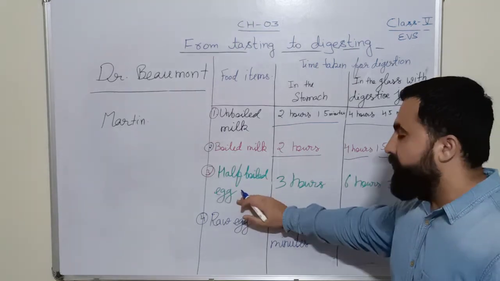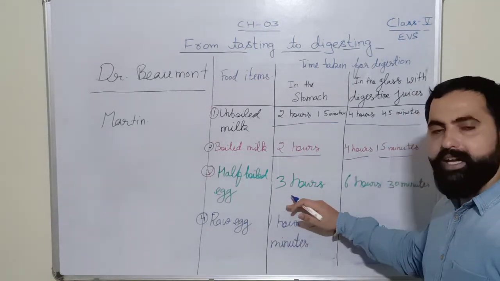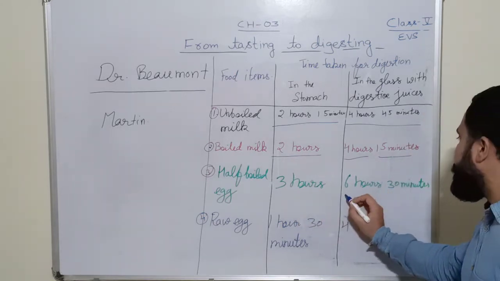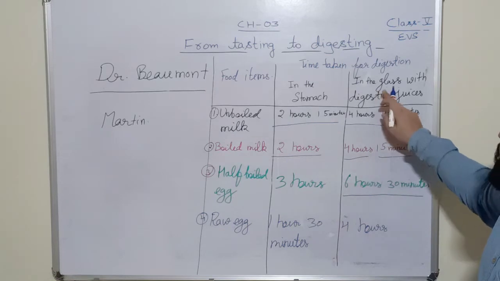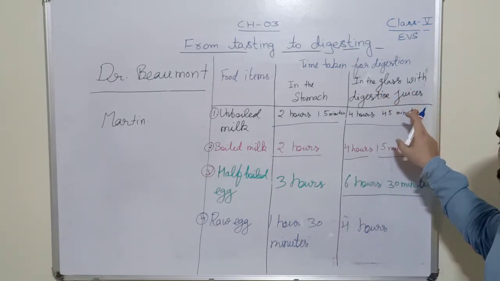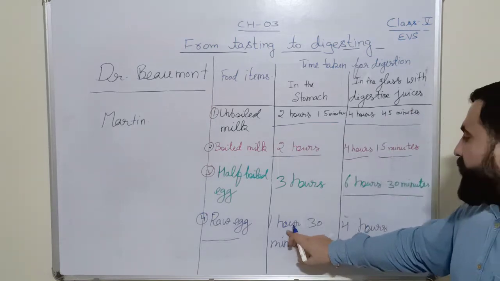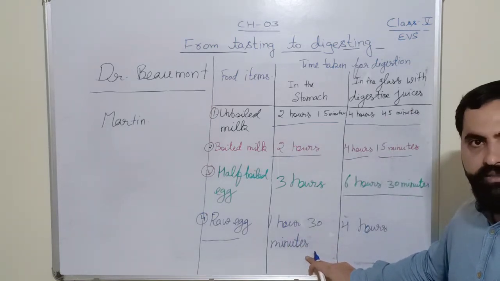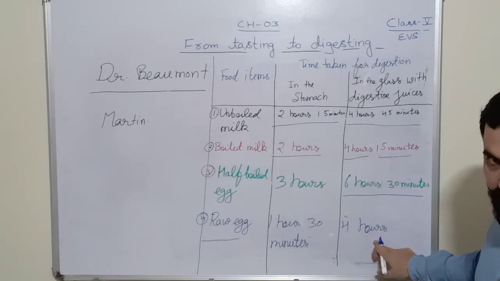The third is half boiled egg. It takes 3 hours in the stomach, and 6 hours 30 minutes, which is more than double, in the glass with the digestive juice. The next is raw egg, which takes 1 hour 30 minutes, but in the glass jar it is 4 hours.